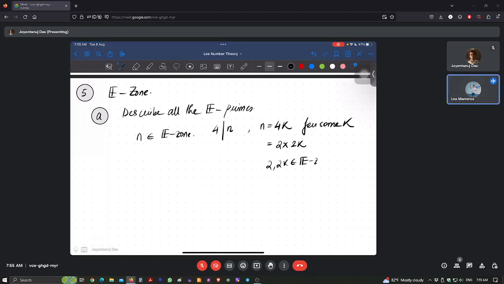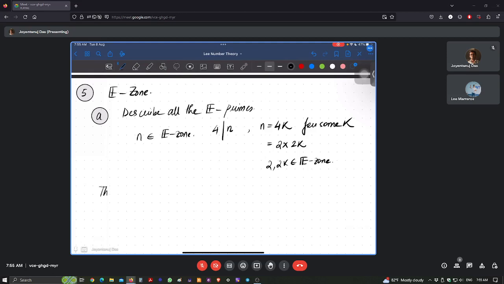So then it can no longer be a prime. So the thing is, if the number is divisible by 4, then it is no longer a prime. But if it is only divisible by 2 and not divisible by 4, then it will be an E prime. So that is the description.